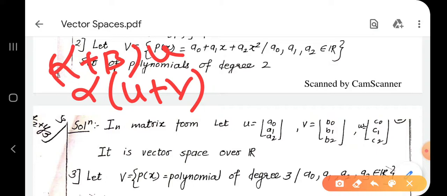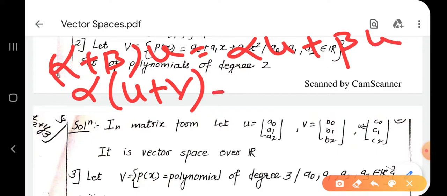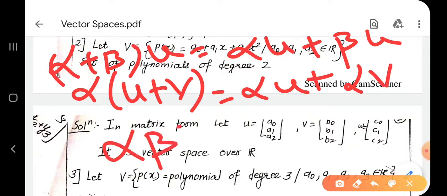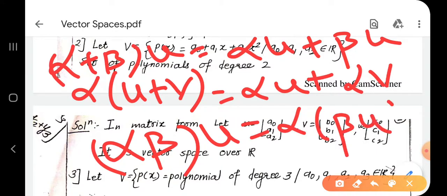Multiply only alpha, and here multiply by alpha plus beta. So here you will get alpha u plus beta u, and in this we get alpha u plus alpha v, correct. Similar way you can try for alpha beta into u is equal to alpha into beta u. We can easily check it.